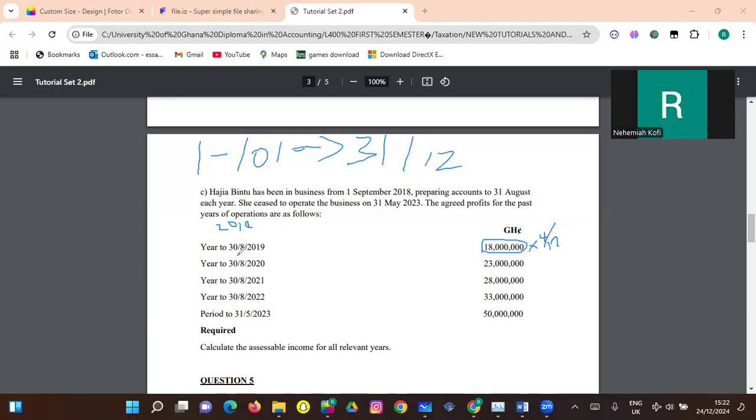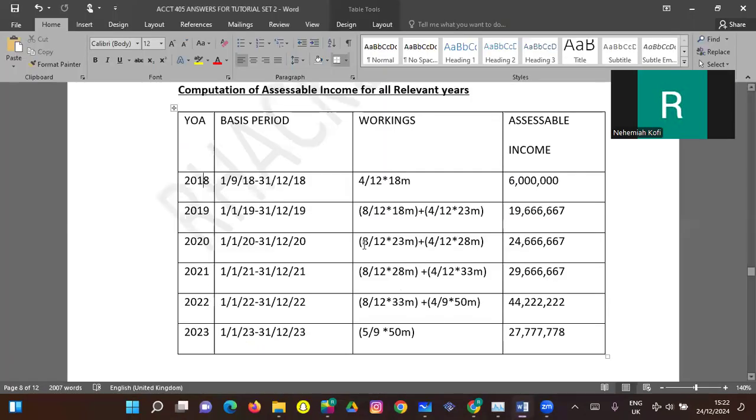So remember that it is up to 2019. So from this side up to 2019, we are going to take only the 2018 aspect out. So in 2018, this is it. The 18 million times 4/12, and we had this 6 million, right?